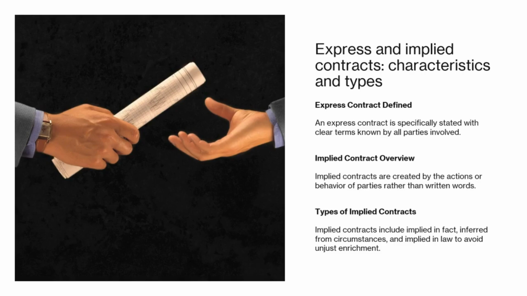An implied contract is created by the acts of the parties involved. And there are different types of implied contracts. An implied in fact contract is inferred from the facts and circumstances surrounding the transaction. An implied or quasi-contract is created by the court to prevent unjust enrichment, and it often uses terms like quantum meruit, which, the English of that is, as much as is deserved.